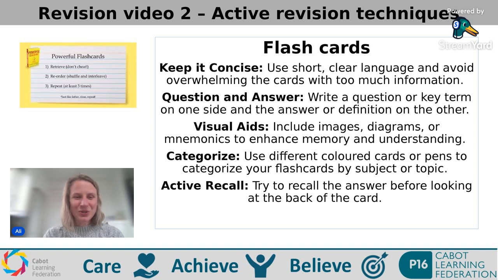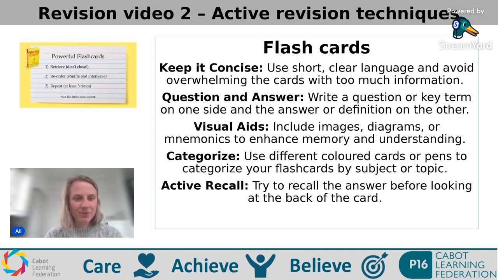The first idea we're going to talk through are flashcards. These are a really popular revision technique, but it's important that you use them to actively revise. So firstly, some top tips on creating flashcards. Keep it concise. Only cover one idea or theme on each flashcard, and use short, clear language. Don't write too much information, because part of revising using flashcards is the ability to summarize information, and that helps you remember it. Use one side of the card for a question or a key term, and the other side of the card for the answer or the definition.